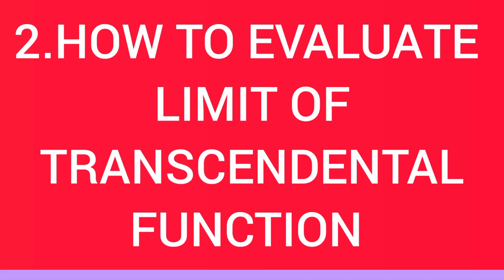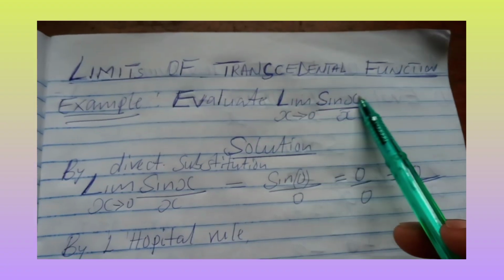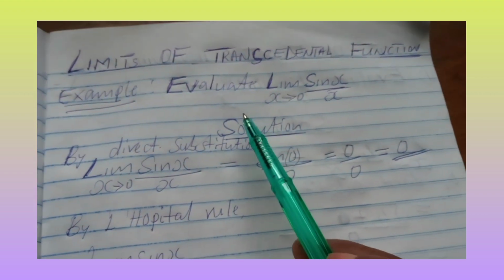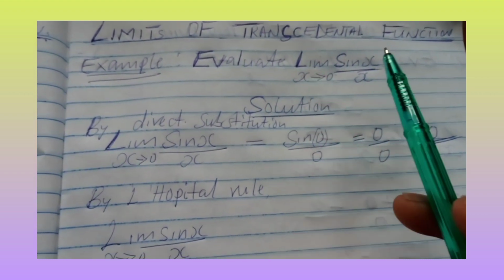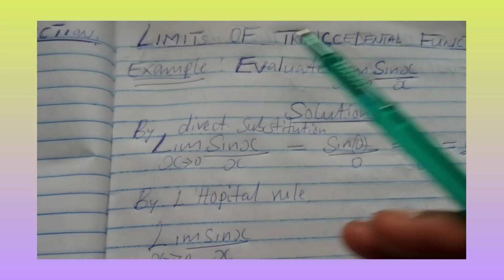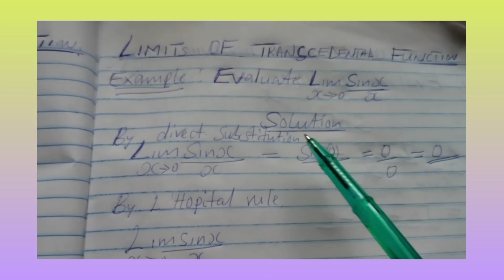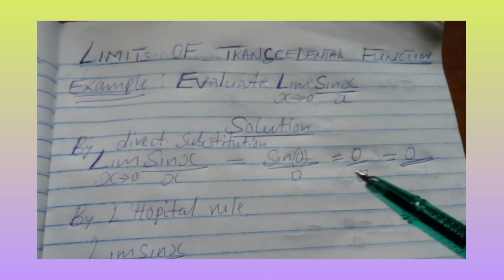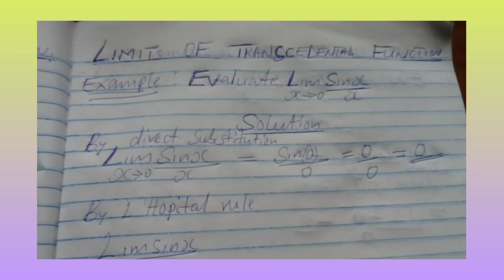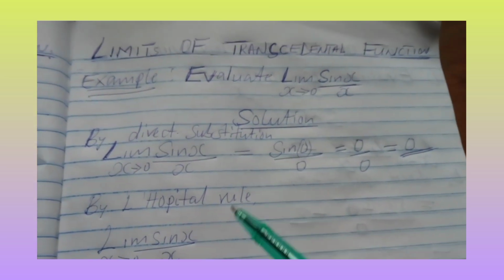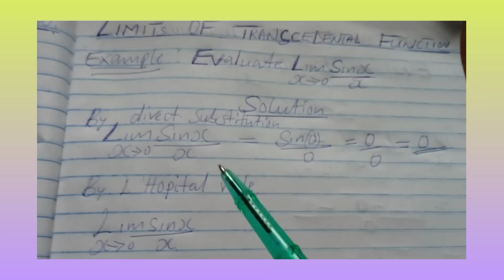Now let's look at another one. Let's look at the limit of a transcendental function. What does it mean by transcendental function? Transcendental functions are functions that are not algebraic, functions that do not have algebraic terms. For example, a trigonometric function is a transcendental function. Then a hyperbolic function is a transcendental function. A logarithmic function is a transcendental function. And an exponential function is also a transcendental function. That is how we are going to solve this.